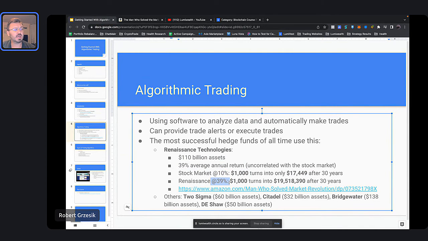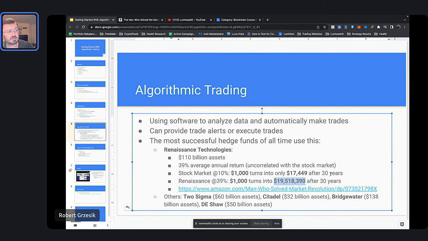So, you get $100 and you have $140, and then on the 140 you get 40% off that, and then 40% off that other number. It really starts to shoot up quite quickly, 40% a year. As an example, if you took $1,000 and put it in the stock market, you'd have $17,000 after 30 years. If you took that $1,000 and put it into Renaissance instead, you would have had $19.5 million. You would have had 1,000 times more money if you invested with Renaissance than if you just put it into the stock market. It is a very, very significant difference.